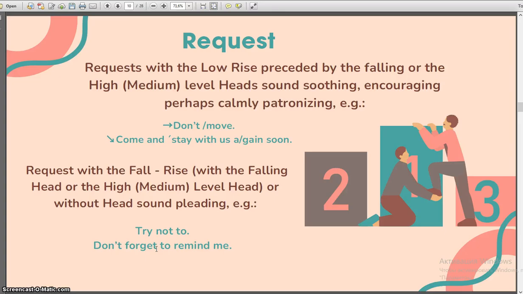Request. Request with the low rise preceded by the falling or the high medium level heads. Sounds soothing, encouraging, perhaps calmly patronizing. Example: Don't move. Come and stay with us again soon.